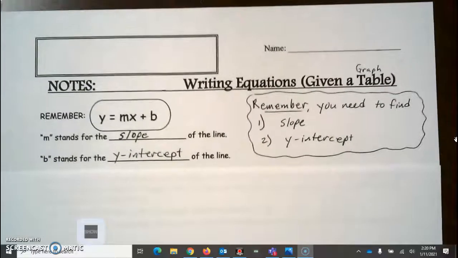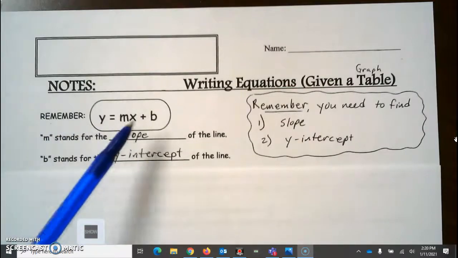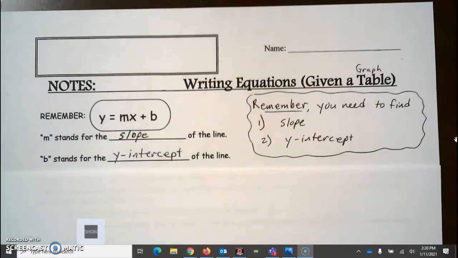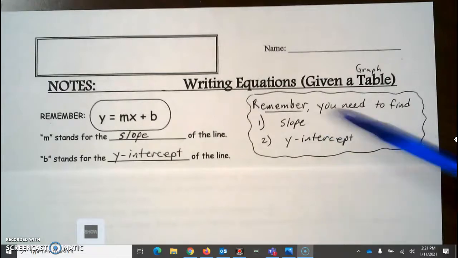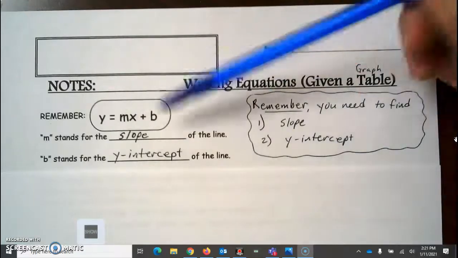Here we are, everyone, looking at some notes for our next assignment where we will be writing equations in slope-intercept form. What that means is all of our answers are going to look like what you see in that oval there, except M and B are going to be numbers. So to write an equation in slope-intercept form, you will need a slope and the y-intercept. So your job is to get those two numbers and place them in for M and B.